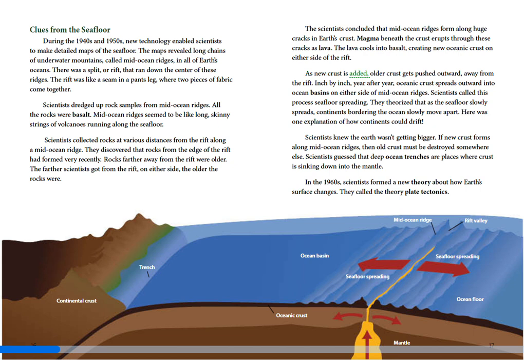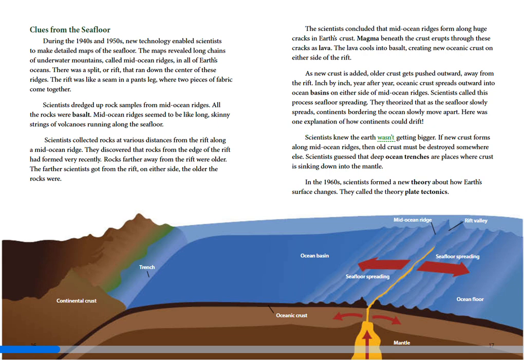As new crust is added, older crust gets pushed outward, away from the rift. Inch by inch, year after year, oceanic crust spreads outward into ocean basins on either side of mid-ocean ridges. Scientists called this process seafloor spreading. They theorized that as the seafloor slowly spreads, continents bordering the ocean slowly move apart. Here was one explanation of how continents could drift.